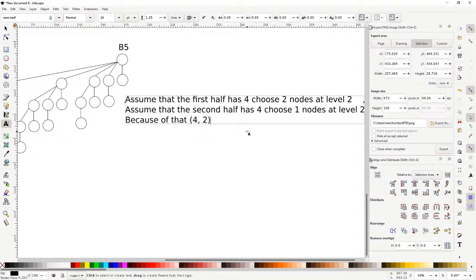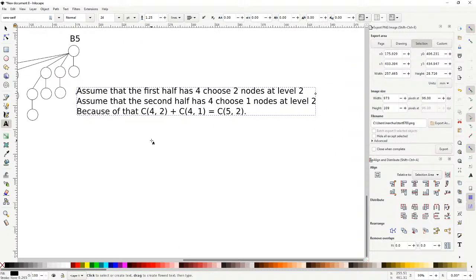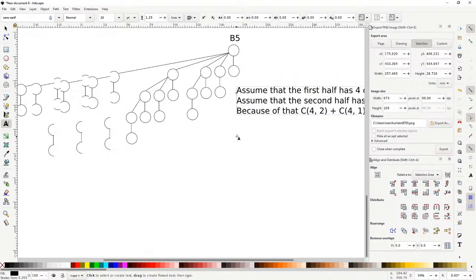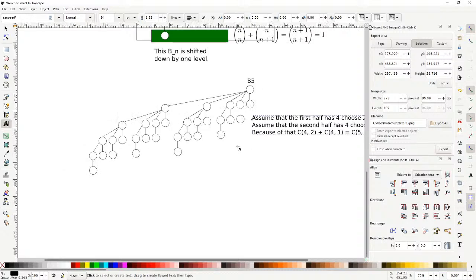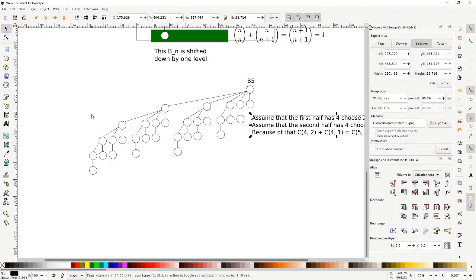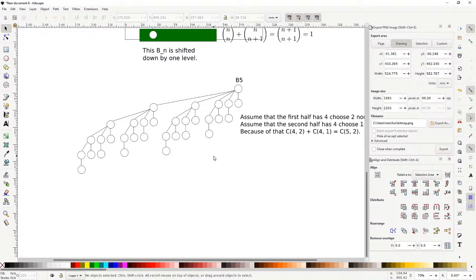4 choose 2, let me just write it in, you know, silly notation. And so that's the equation that I've given you up top, that C(4,2) plus C(4,1) is equal to C(5,2). That's basically the equation that you needed to use. And anyway, that's basically how the induction works. I'm showing it explicitly. That's what I really wanted to do.